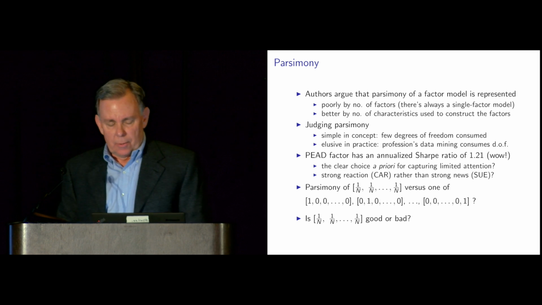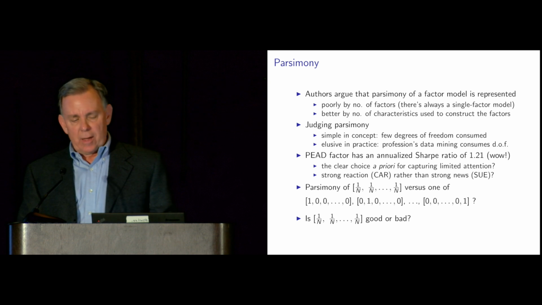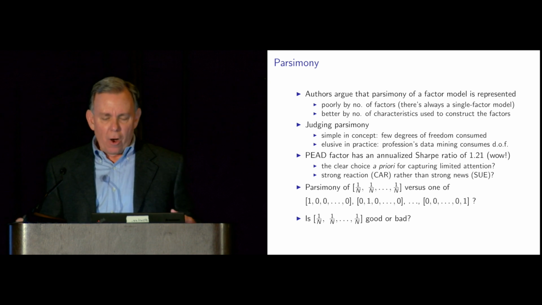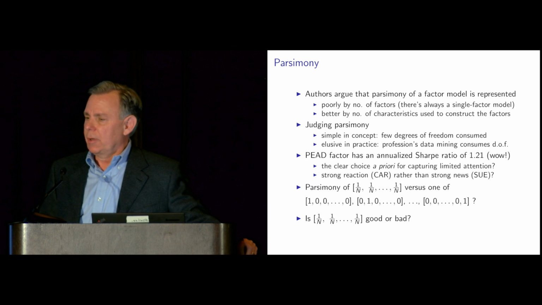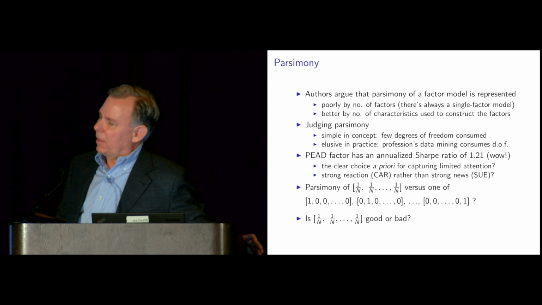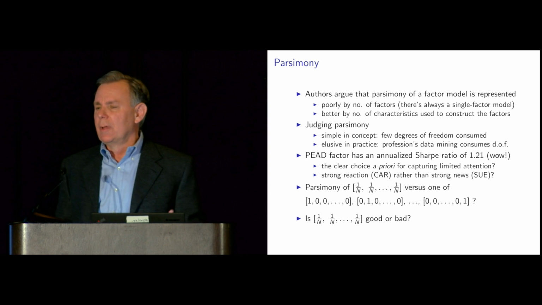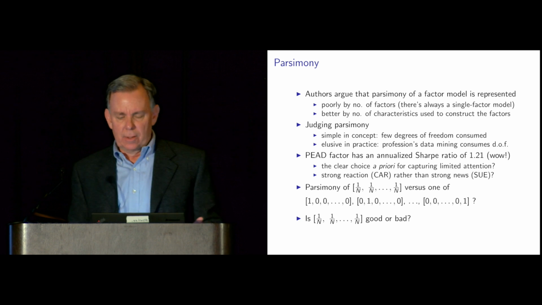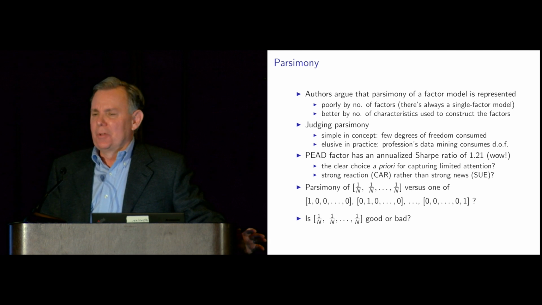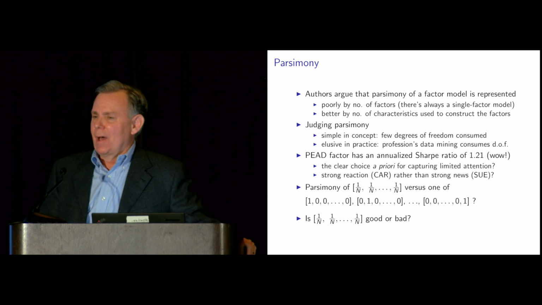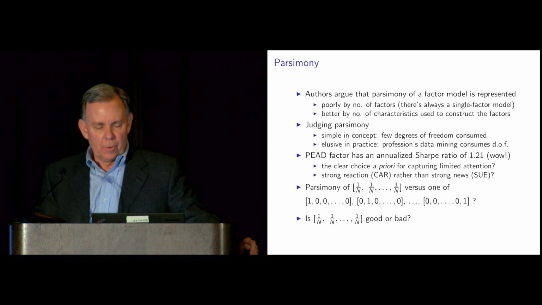So let me come to this issue of parsimony, which the paper stresses. They argue that measuring parsimony by counting the number of factors doesn't make a lot of sense, because after all, there's always a single factor model. They would argue that instead you want to count how many characteristics you use to construct factors. And I'd like to take issue with this. I mean, this concept of parsimony is sort of simple in concept, right? It's how many degrees of freedom are consumed in constructing the model. I think this is a very elusive idea to apply in practice, because as the profession mines data and looks for factors, you consume degrees of freedom. And I think simply counting up how many characteristics are used in the ultimate set of factors that are put in a model can be rather misleading.